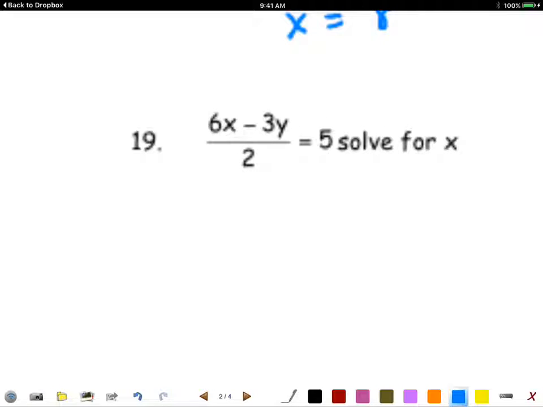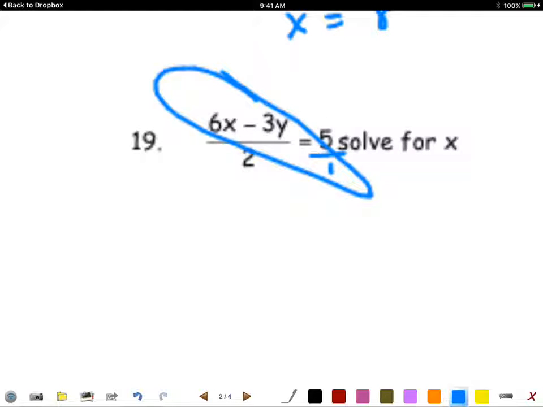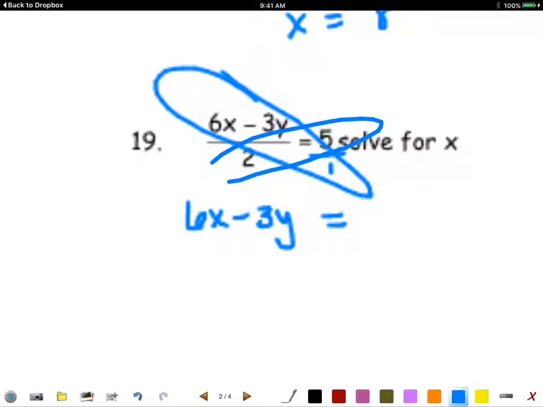Okay, here we go. Another one. Put a 1 under, cross multiply. 6x minus 3y times 1 is just 6x minus 3y. Equals, what do you get the other way? 10. Okay, now we're solving for x, right?